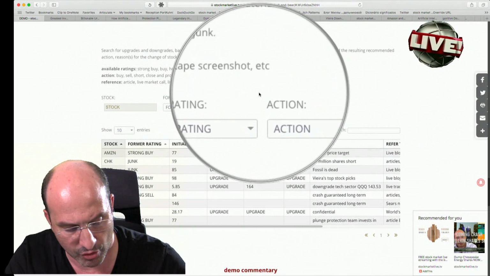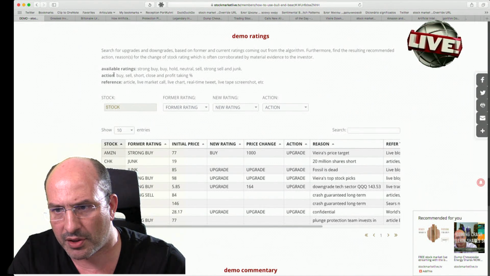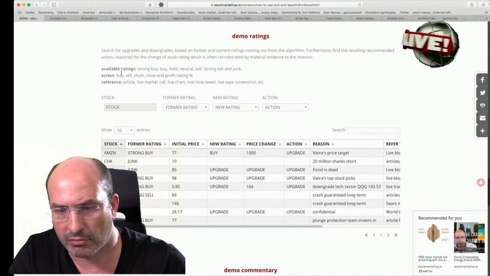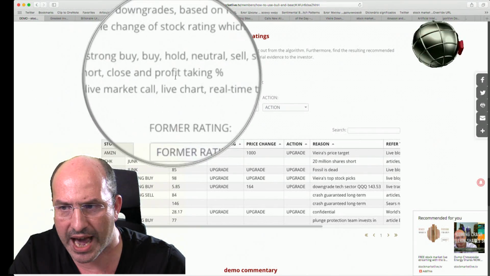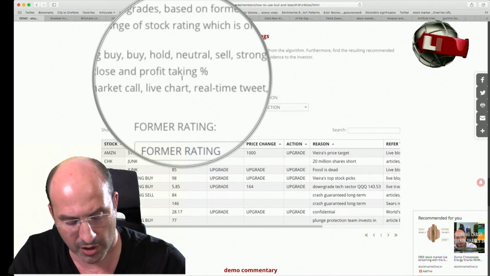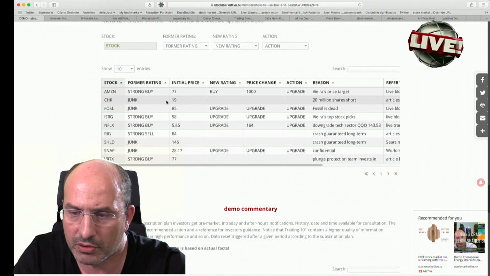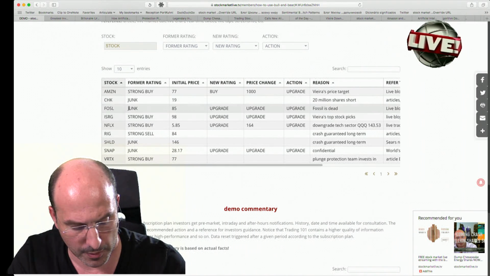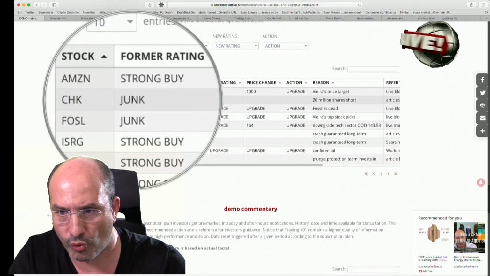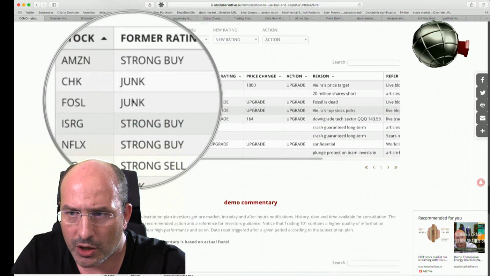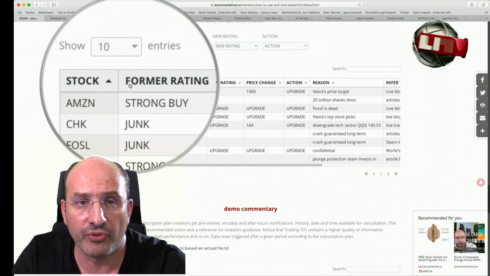So you can see here the different available ratings and the action, okay? So this is very important, since you can follow the instructions, and by doing so, we are going to continue with the portfolio, okay?